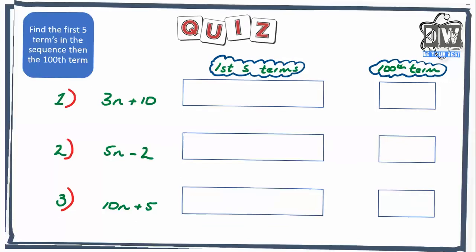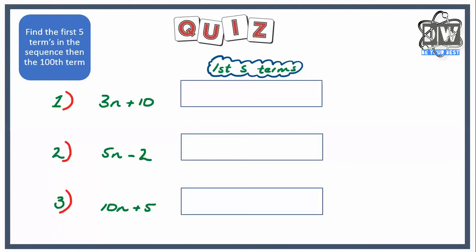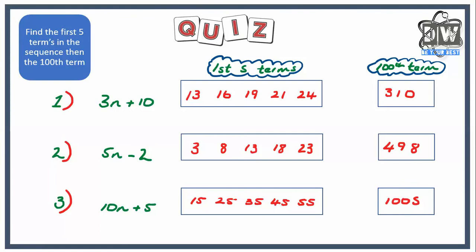Okay, so here are the answers for those questions. First 5 terms and the 100th term. First 5 terms there, we've got 13, 16, 19, 21 and 24. And the 100th term would be 310. For the next one, we'd have 3, 8, 13, 18, 23. And the 100th term would be 498. Last but not least, there we go.